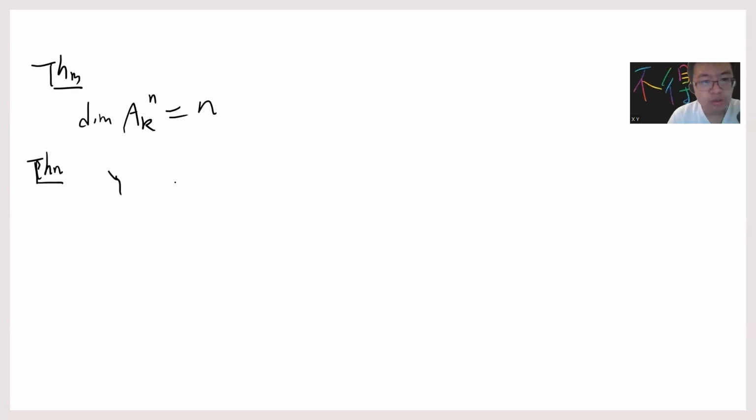There's a theorem that I'm not going to talk about here, but I think it's interesting. So maybe we don't talk about this, just these results. One can also show that the dimension of A^n_K is n. And there's another theorem that if Y is a quasi-affine variety, then one can show that the dimension of Y is the same as the dimension of Y bar.